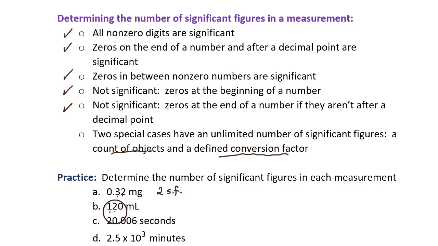This has 2 significant figures. This 0 is at the end of the number, and it is not after a decimal point. Question C. How many significant figures does this number have? This has 5 significant figures. All non-zero numbers are significant, and zeros that come between non-zero numbers are also significant.